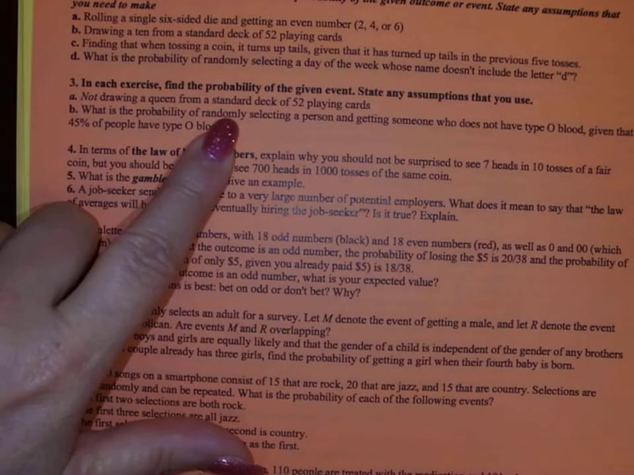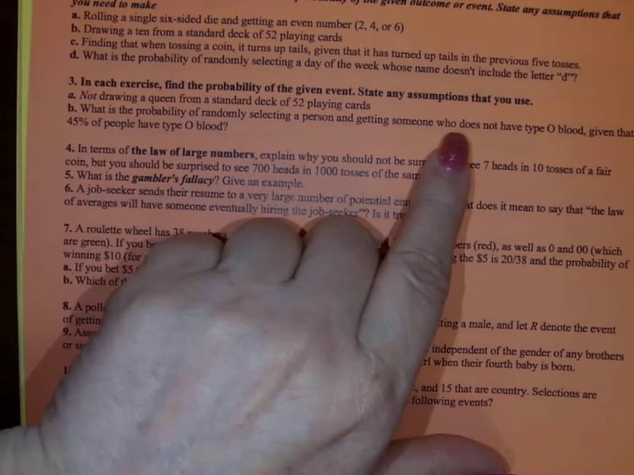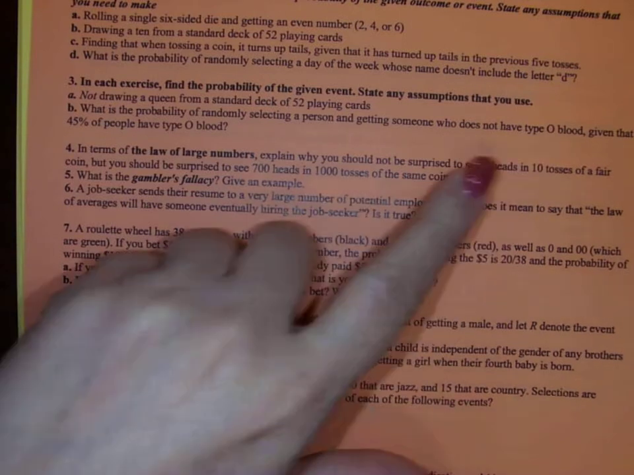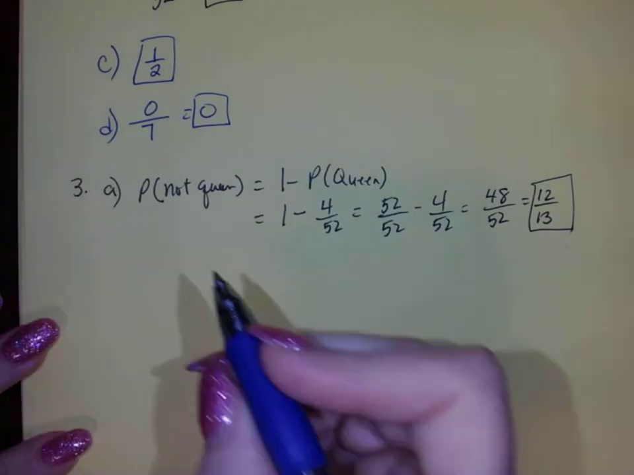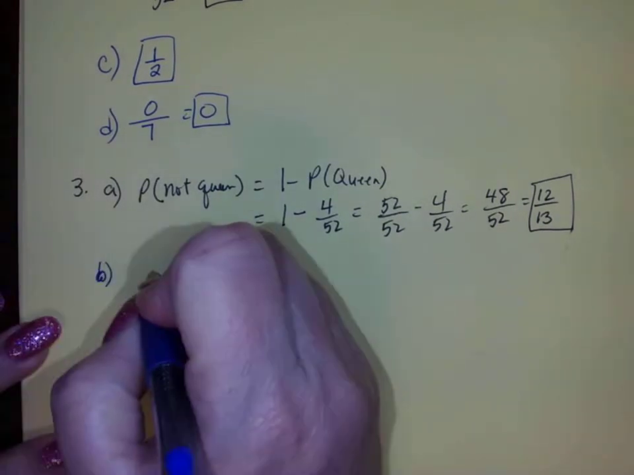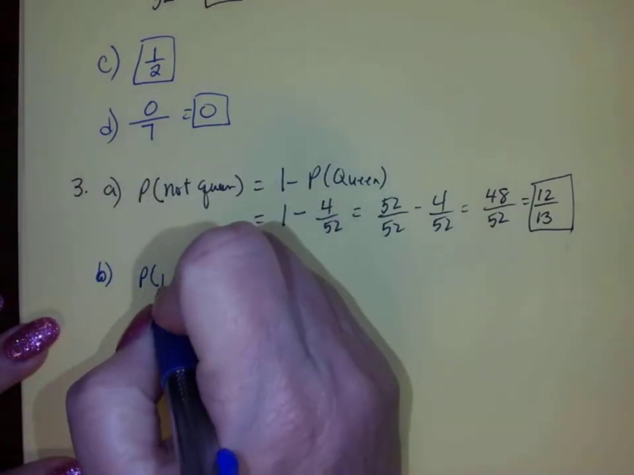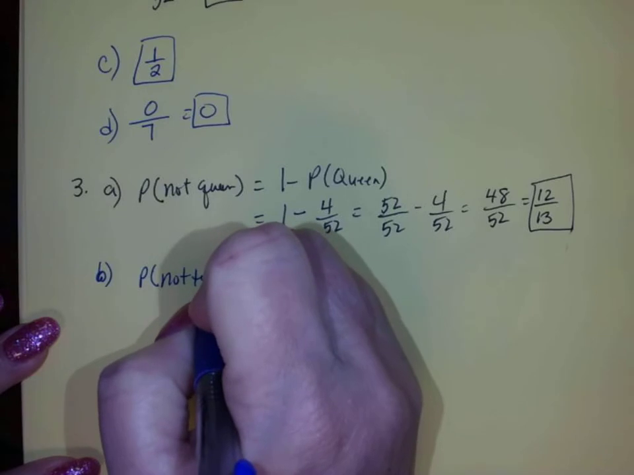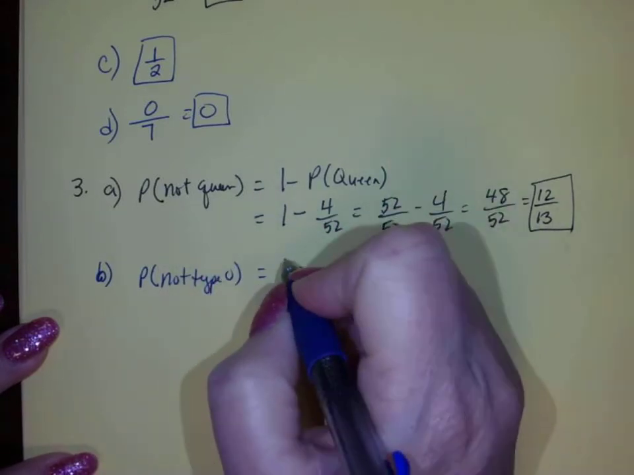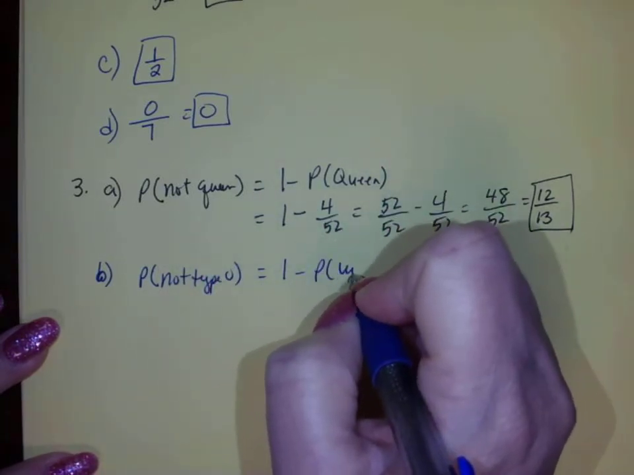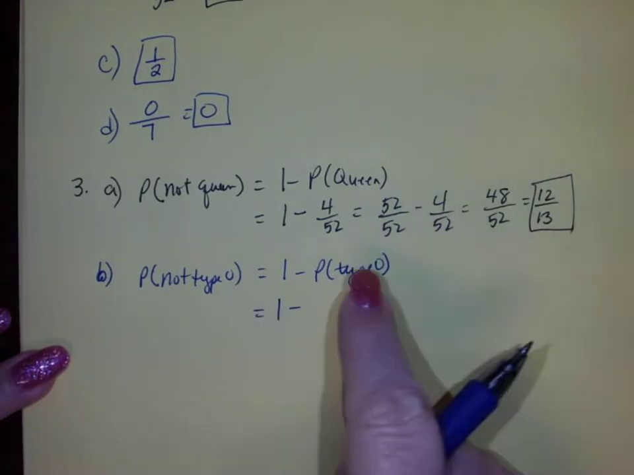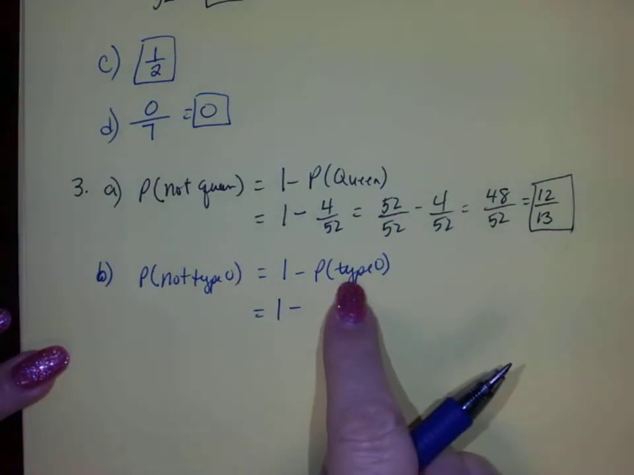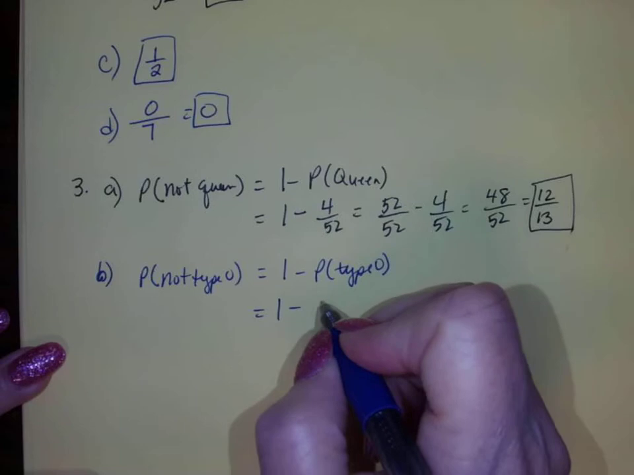What is the probability of randomly selecting a person and getting someone who does not have type O blood, given that 45% of the people have type O blood? So this is the same type of situation. So we're looking at the probability of not type O will be equal to 1 minus the probability of type O. So 1 minus the probability of type O, they said, was 45 out of 100.